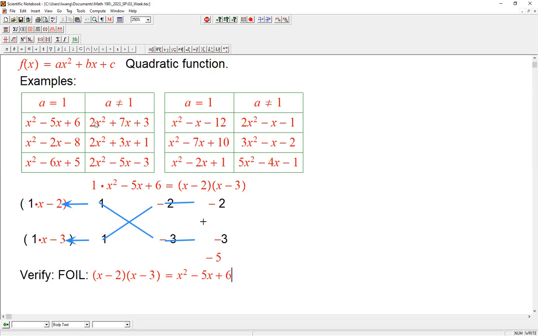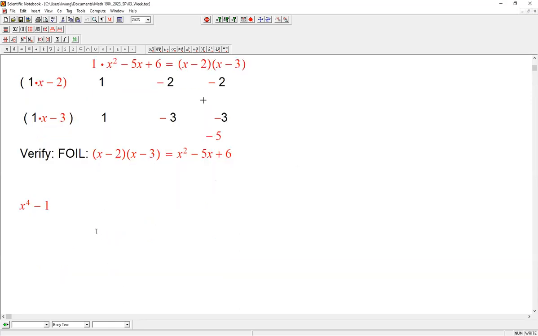The same technique could apply to a that is not equal to 1. So I'm going to show you, the same idea. Next, I'm going to clear this up and do another question. I'm going to take this one and factor. You can see the setup is very much similar.